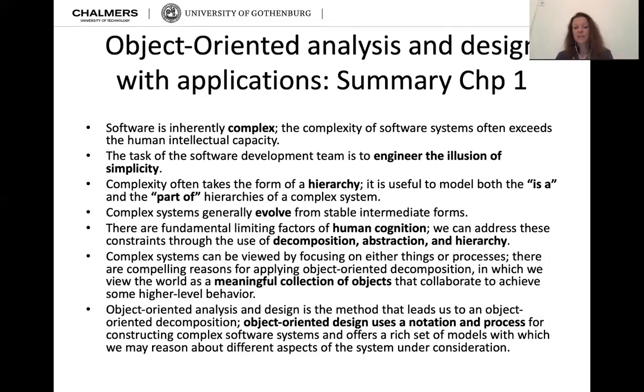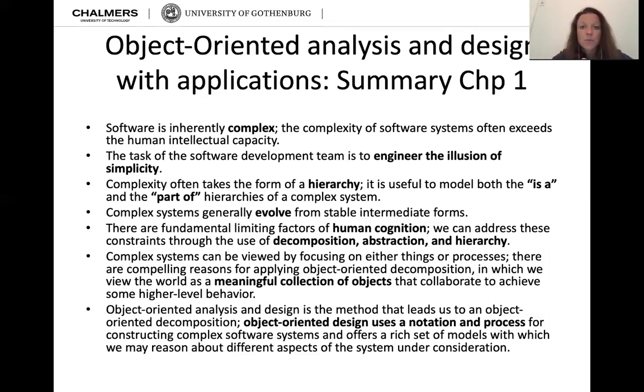Object-oriented analysis and design is then the method that leads us to an object-oriented decomposition. And object-oriented design uses a notation and a process for constructing complex software systems, and it offers a rich set of models with which we may reason about different aspects of the system under consideration. So we know by now we need a set of models. We need models that represent the different views onto the system, some structural views, some data views, some flow views, some state views. All of those are useful for different purposes.